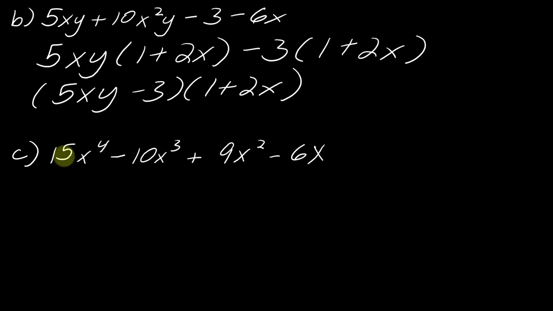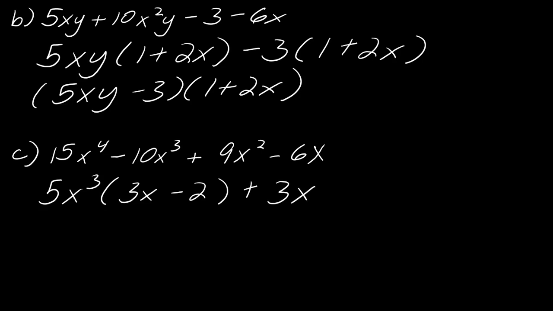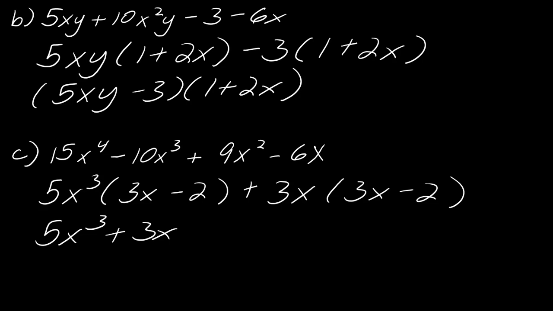Now for c, with the first two terms, what do these two have in common? Well, this would be 5x to the third, and if I factor that out, I'm going to be left with 3x minus 2. And then in the second two terms, this will be plus 3x, and that's going to leave me with 3x minus 2 again. And so then I can finish this. This will be 5x cubed plus 3x, and then 3x minus 2.